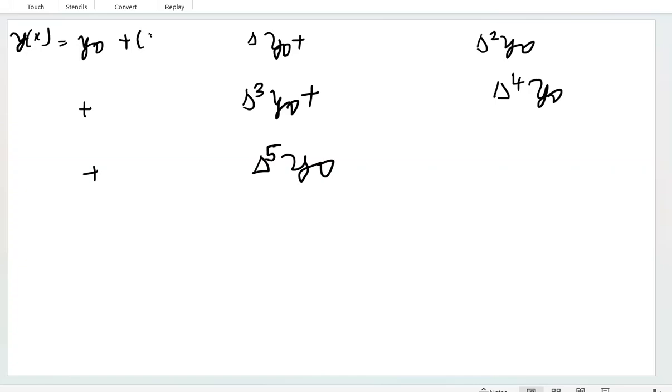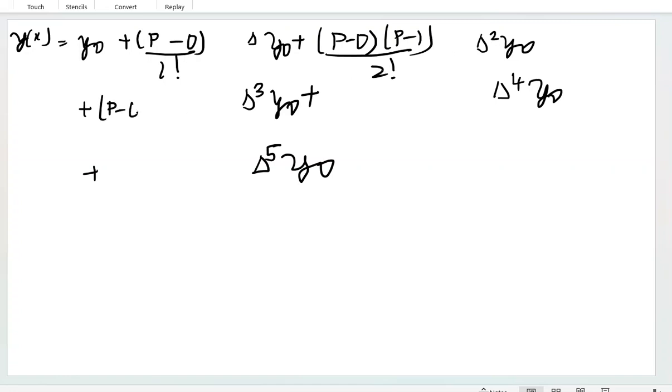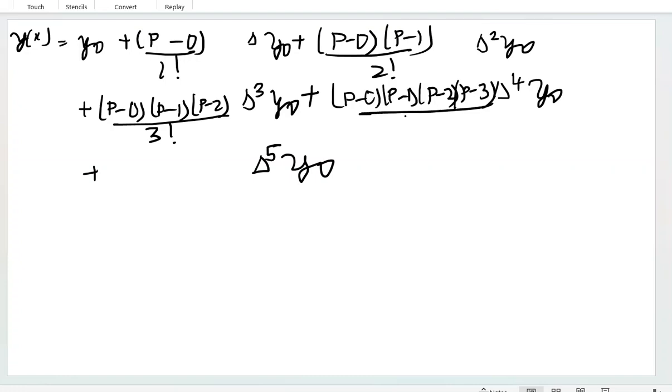And now we write down the formula. The formula will be p minus 0 upon 1 factorial. So p minus 0, p minus 1 upon 2 factorial. Basically whatever number you appear here comes down. P minus 0, p minus 1, p minus 2 upon 3 factorial. Then it will be p minus 0, p minus 1, p minus 2, p minus 3 upon 4 factorial. So p minus 0, p minus 1, p minus 2, p minus 3, p minus 4 upon 5 factorial.